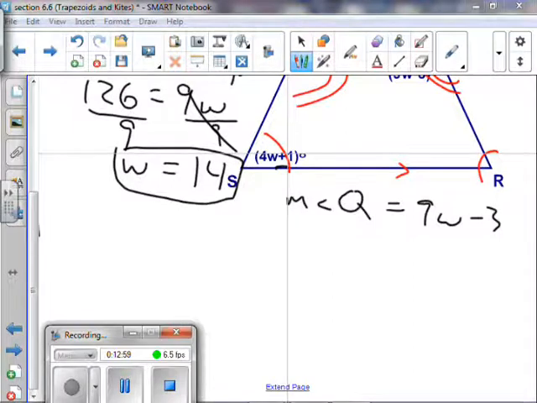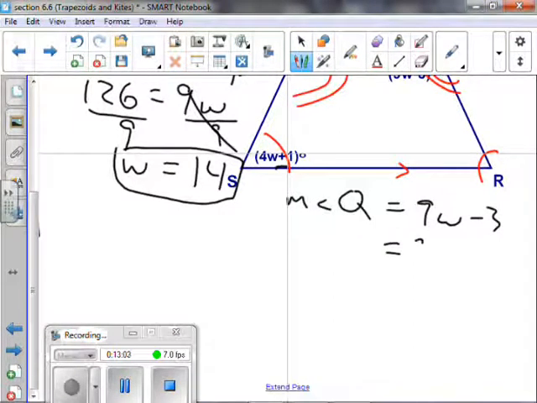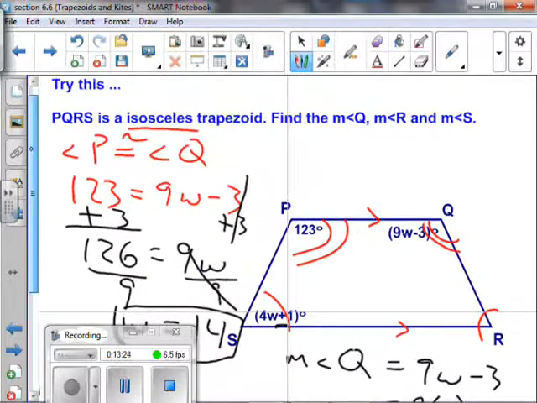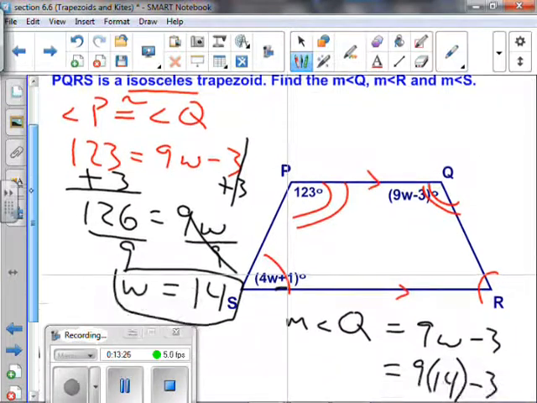And we're back. So we get that the measure of angle Q is equal to 9W minus 3, which equals 9 times 14 minus 3, which is equal to 126 minus 3, which is equal to 123 degrees. Okay? That's awfully familiar. Huh. What do you know?